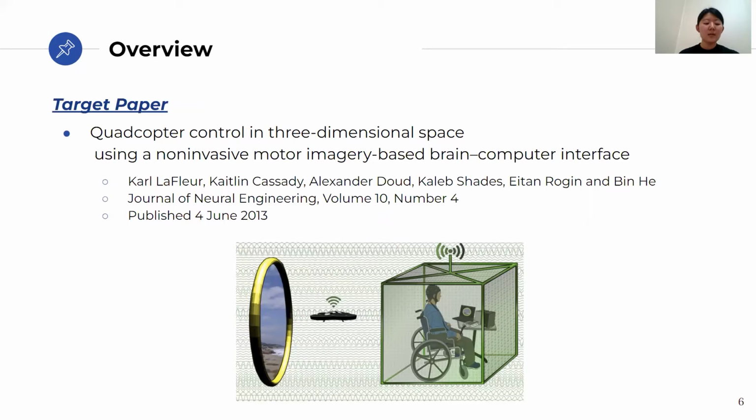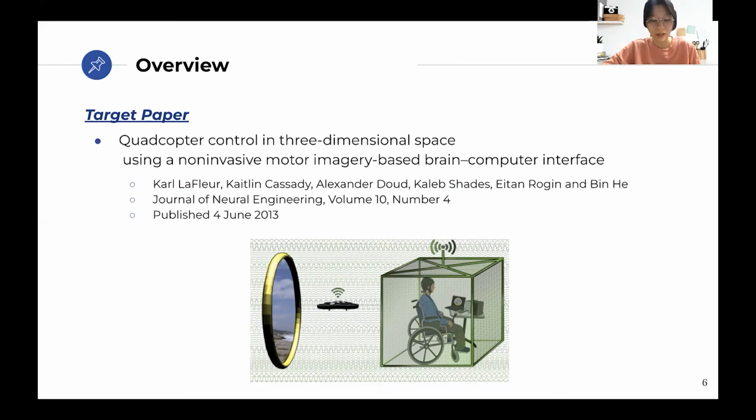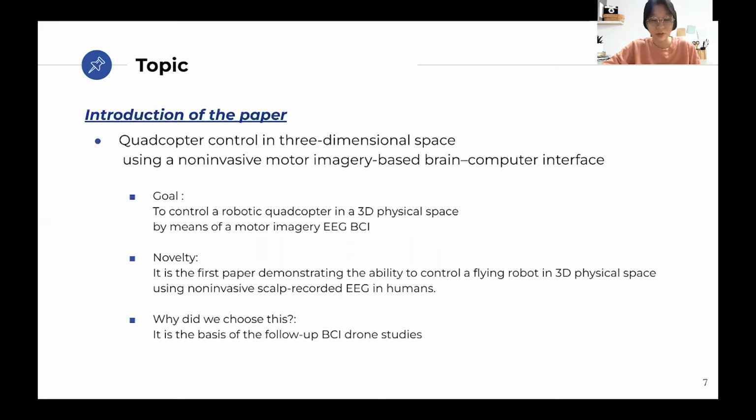This paper, quadcopter control in three-dimensional space using a non-invasive motor imagery-based brain-computer interface, is one of the studies about controlling a robot with BCI. Its goal is to control a robotic quadcopter in a 3D physical space by means of a motor imagery EEG BCI. It is the first paper demonstrating the ability to control a flying robot in 3D physical space using non-invasive scalp-recorded EEG in humans. Because it is the basis of the following BCI drone studies, we chose it as a base paper for our project.